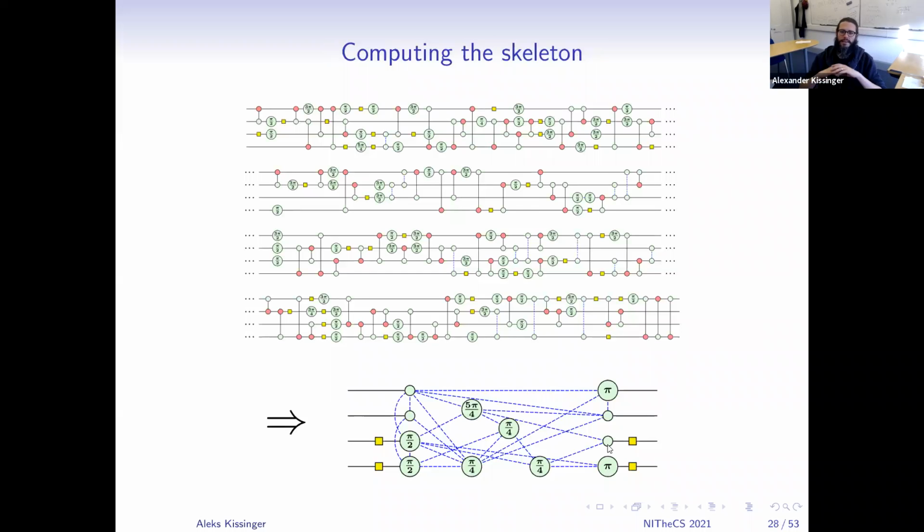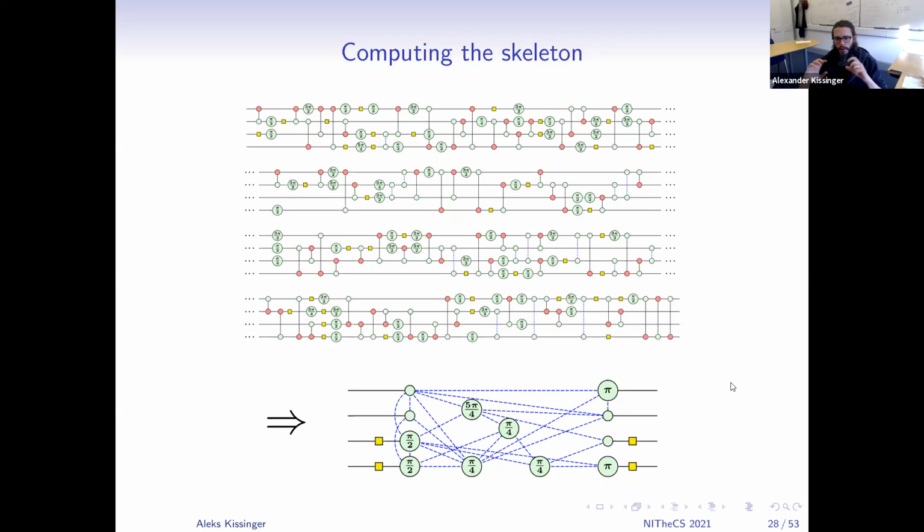Okay, so now I can take this collection of rules and say I have some big quantum circuit. Here's a kind of big quantum circuit. It's probably got, I don't know, 100 or so gates in it. And I just apply these rules until I can't apply them anymore.